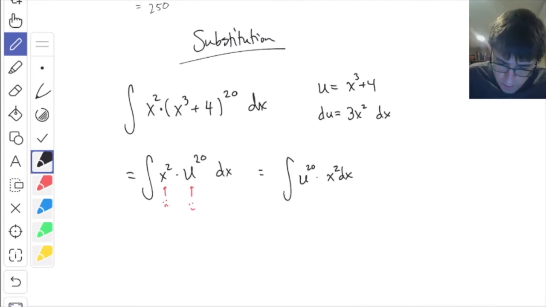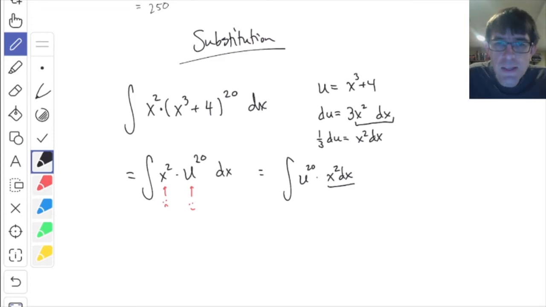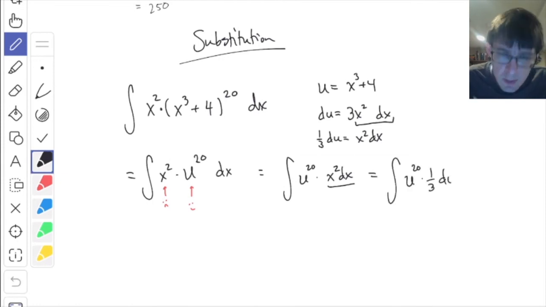What is x squared dx? Do you see this up here? It is most of the du, right? It's not equal to du. 3 times that is equal to du. We can solve for that by dividing by 3. So I'm going to write it this way: 1/3 du equals x squared dx. You divide the constant over to the other side. And now inside my integral, where it says x squared dx, I can replace that with 1/3 du. So this is now the integral of u to the 20 times 1/3 du.